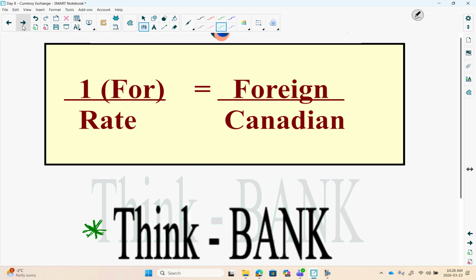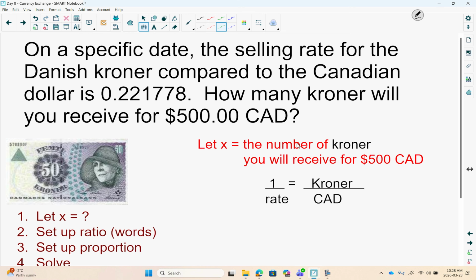So here's your first example. It says on a specific date, the selling rate for the Danish kroner compared to the Canadian dollar is 0.221778. How many kroner will you receive for 500 Canadian dollars? You're going to set it up. So what am I actually asked to figure out in this question? I want to know how many Danish kroner I'll receive. So I'm going to say, let X equal the number of kroner.